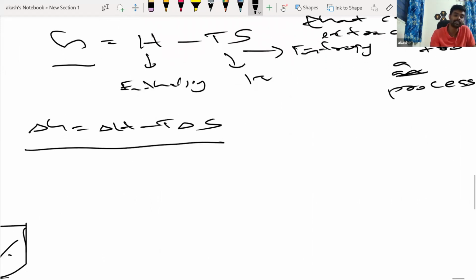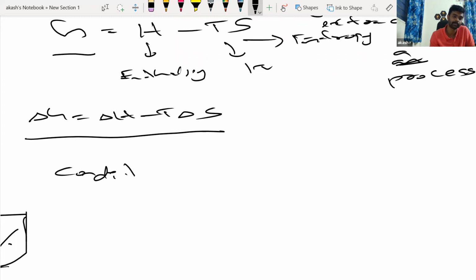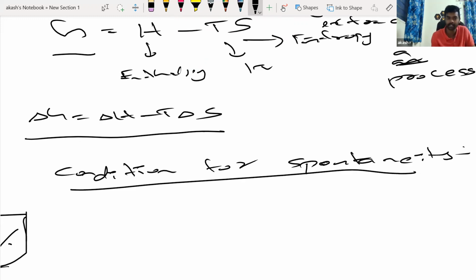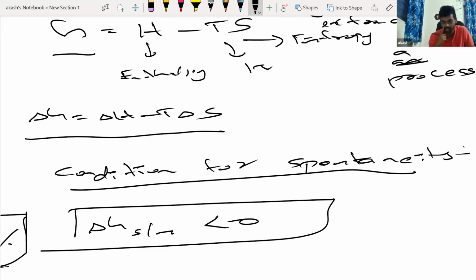Now, what is the condition for spontaneity? What is the condition for a spontaneous process with respect to your delta G? The condition for spontaneity is that the delta G of the system should be less than 0. If I find that for a particular process the delta G value is negative, I can say that it is going to be a spontaneous process. Very simple. And please understand, here it is the delta G of the system only, the temperature of the system, and the delta S of the system that you have to calculate.